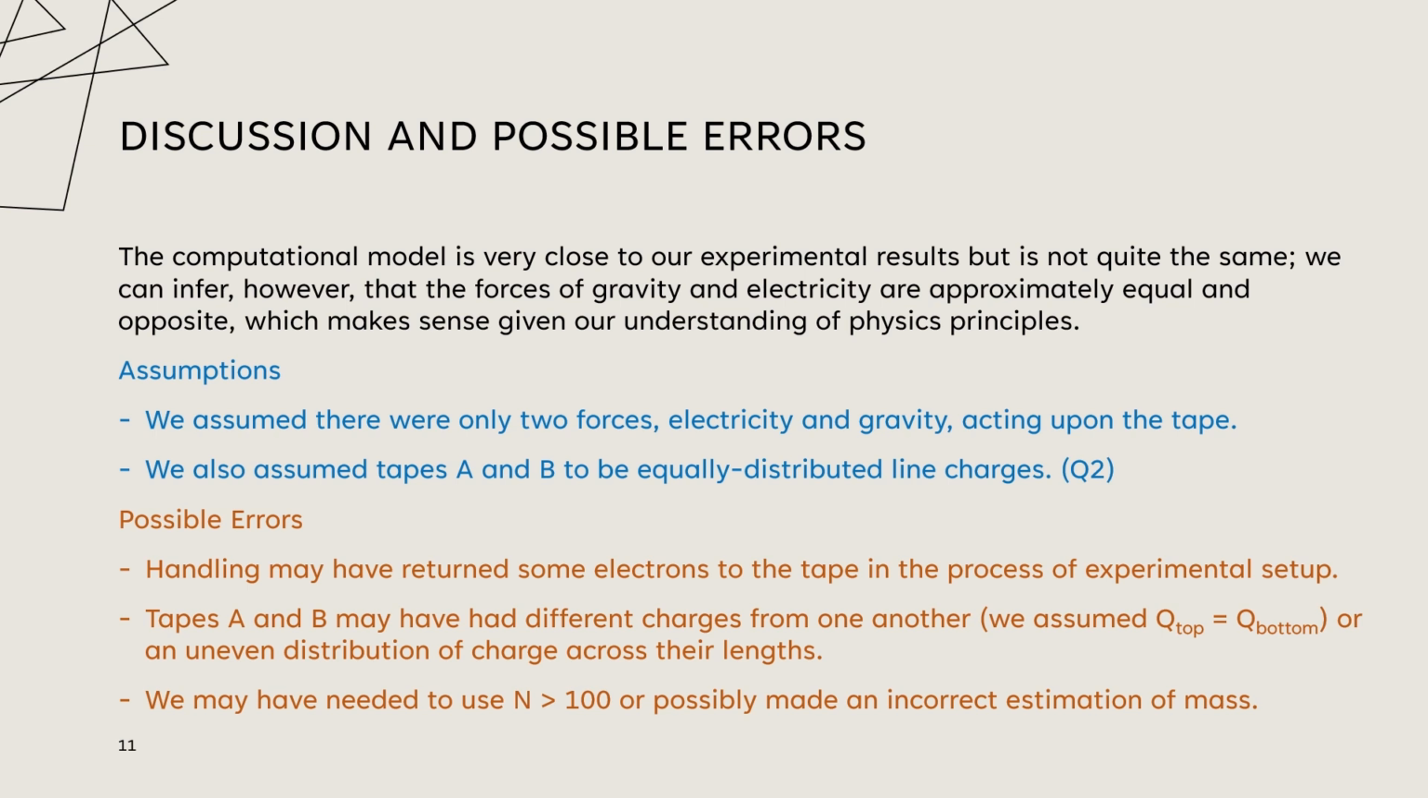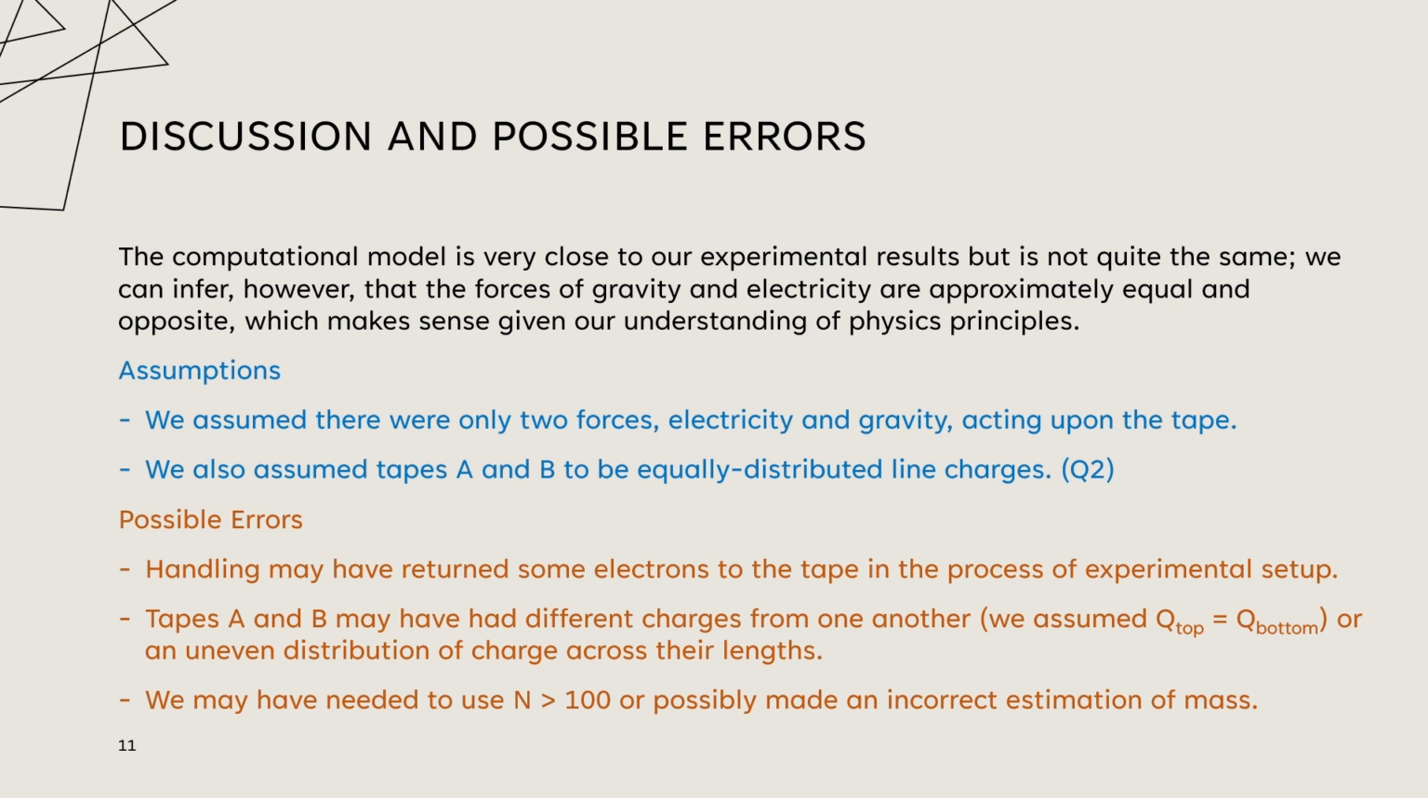So some assumptions we made is we assumed there were only two forces, electricity and gravity, acting upon the tape. We also assumed tape A and B to be equally distributed line charges. And so, if when we ripped the tape off, one part of the tape became more charged than the other, that would obviously have a different outcome, but we assumed they were equal. And then some possible errors that we could have made are that handling may have returned some electrons to the tape in the process of experimental setup. So, if while we're putting tape A underneath tape B, we touch either one, we could return some electrons to the tape, which would be a little problematic.